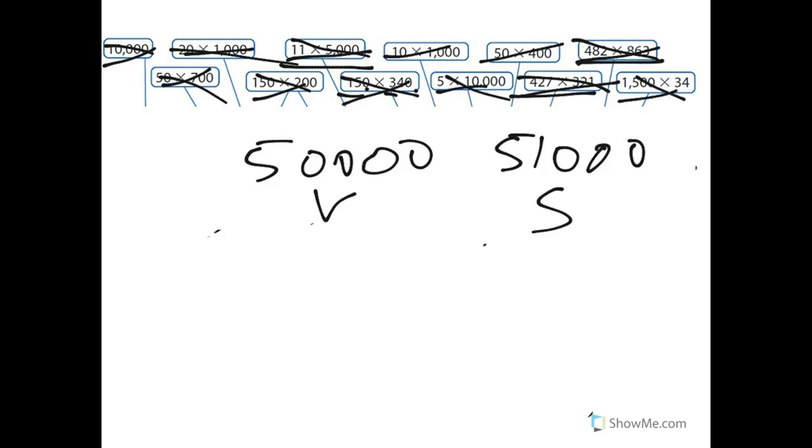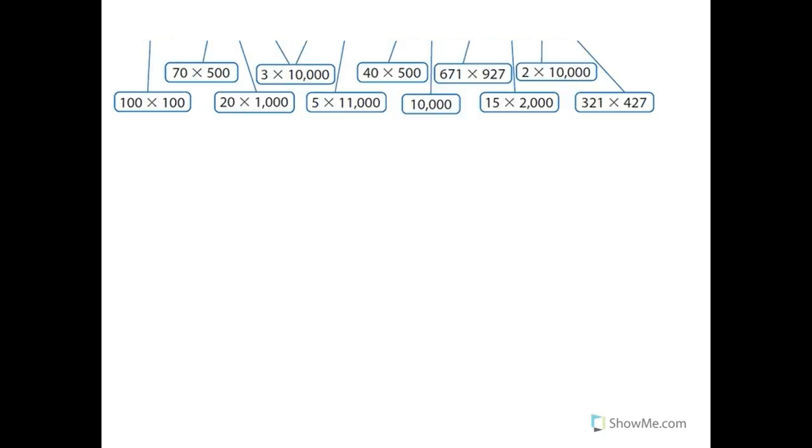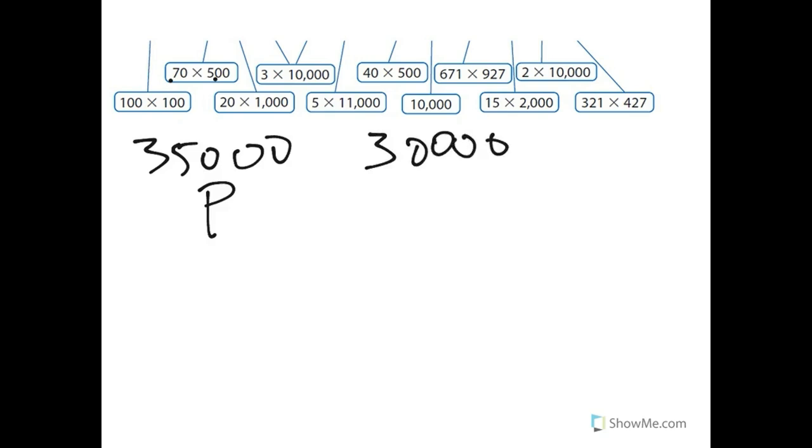Alright, let's do the bottom ones. 7 times 5 is 35 with 1, 2, 3 zeros. 35,000 is P. 3 times 1 is 3 with 1, 2, 3, 4 zeros. 30,000 was, what was it again? N. Right? 4 times 5 is 20. 1, 2, 3 zeros. And 20,000 is E.